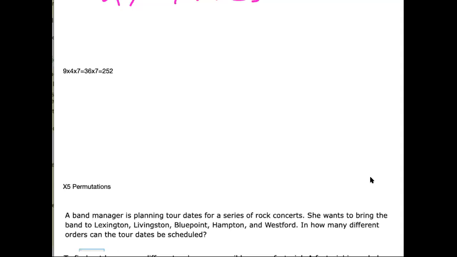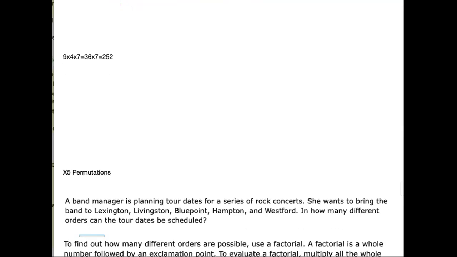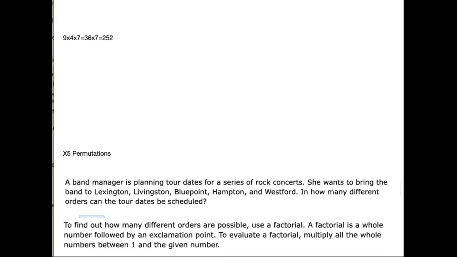All right, permutations. First problem we're looking at: a band manager is planning tour dates for a series of rock concerts. She wants to bring the band to Lexington, Livingston, Blue Point, and all those different places. How many different orders can the tour dates be scheduled? All right, so let's look at this one, look at the example they gave us.